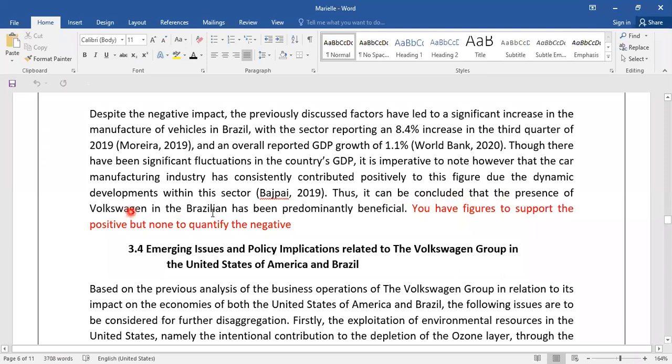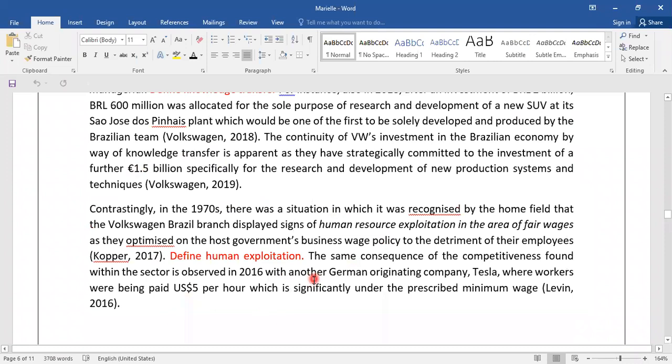My comment here is, Mariel, you have figures to support the positive, but you don't have the figures for the negative. All of these are positive figures, but try to compute what was the dollar value loss. Yes, you've stated that they pay $5 lower than what is the established wage policy, but try to compute what is the total dollar value loss. Like, let me show you how to do that.